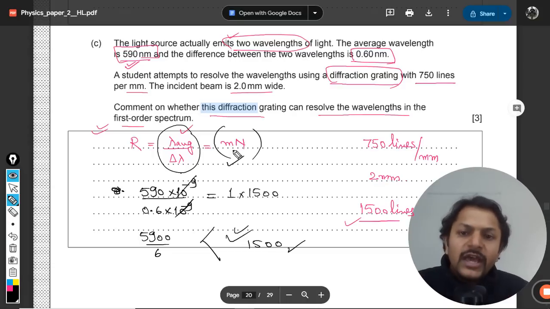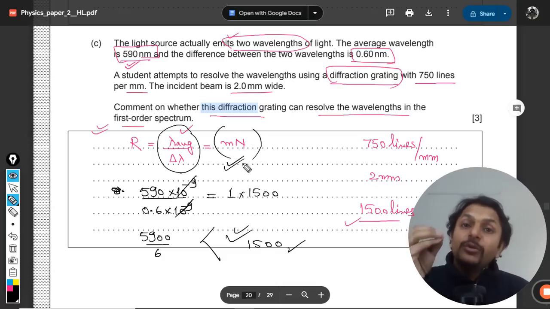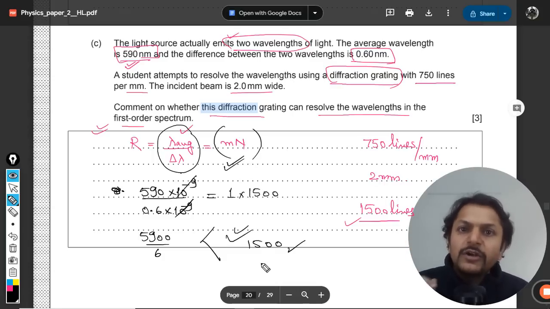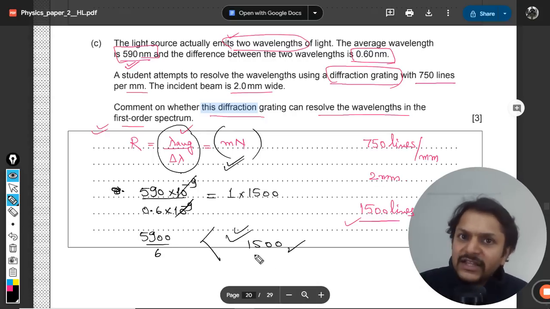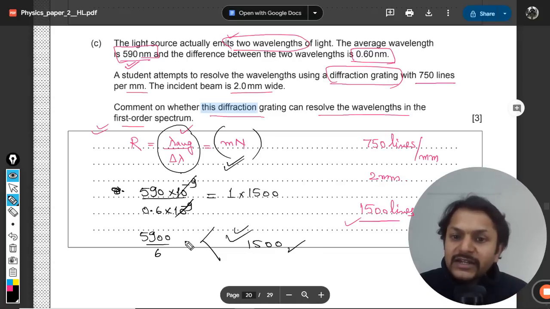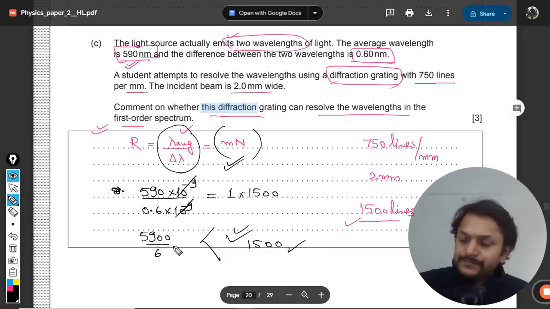Do you get my point? M, the order, is a function of our device, and n is also a function of the device. So this is what we control with the help of our device. This is the resolving power of the diffraction grating, and it comes out to be equal to 1500. If this value comes out lesser than 1500, it will be resolved, otherwise it will not be. Now let us find what is the value of 5900 divided by 6.